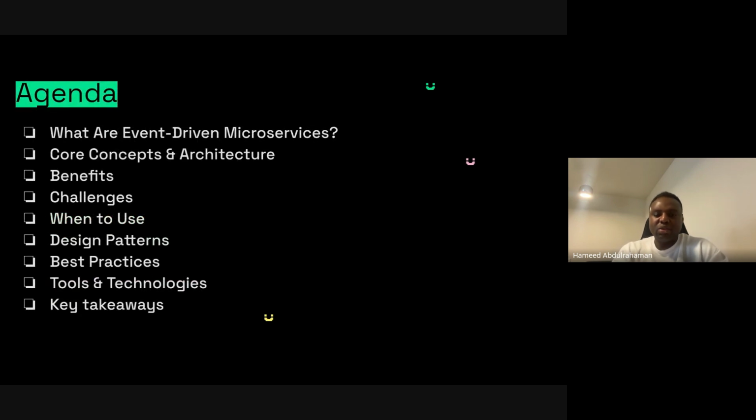Some of our agenda today is about how microservices evolved into an event-driven aspect, the core concept of the architecture itself, the benefits, the challenges, when to use it, the design patterns, the best practices, and the tools and technology for it. Then we also have a keynote where I'd like to give more in-depth reasons why you should want to use it, and the cases and scenarios where it's important, and when you should move back if it's not the right scenario to use it.